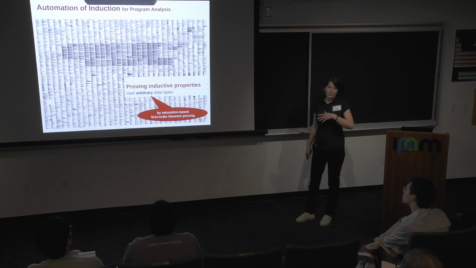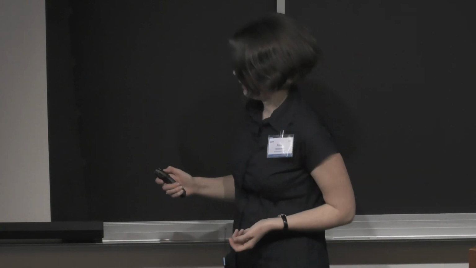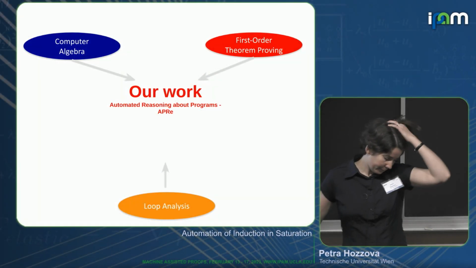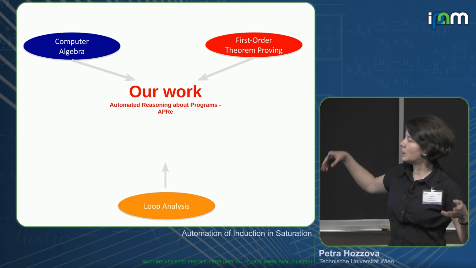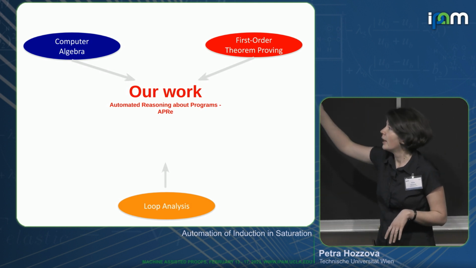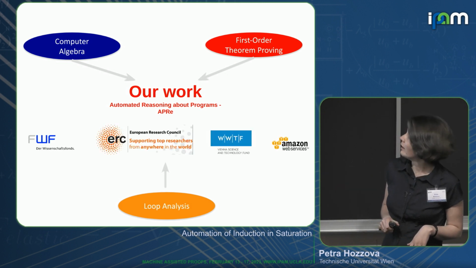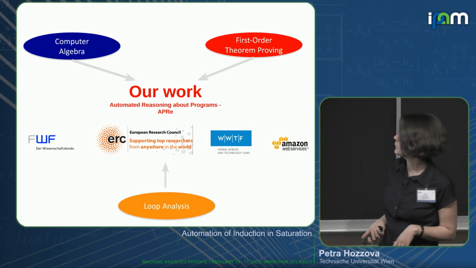So overall, our goal in this work is to be able to fully automatically prove inductive properties over arbitrary data types, be it inductively defined data types or integers, and integrate this proving into the saturation-based first-order theorem proving framework. So in a way, our work is combining together all these aspects. We're doing loop analysis, computer algebra, all that in the framework of first-order theorem proving, and we call this automated reasoning about programs.